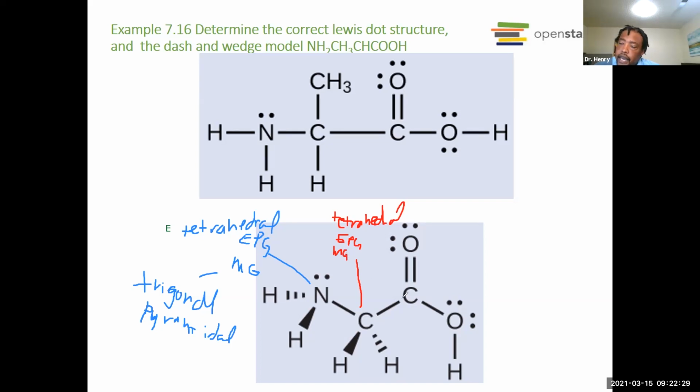Okay, and what about this carbon here? Do you count that as 4 or 3? Because it's double bonded. The double bond only counts as a single attachment. So it's 3. So trigonal planar. That's right. So EPG, trigonal planar. And then what about MPG? The same.